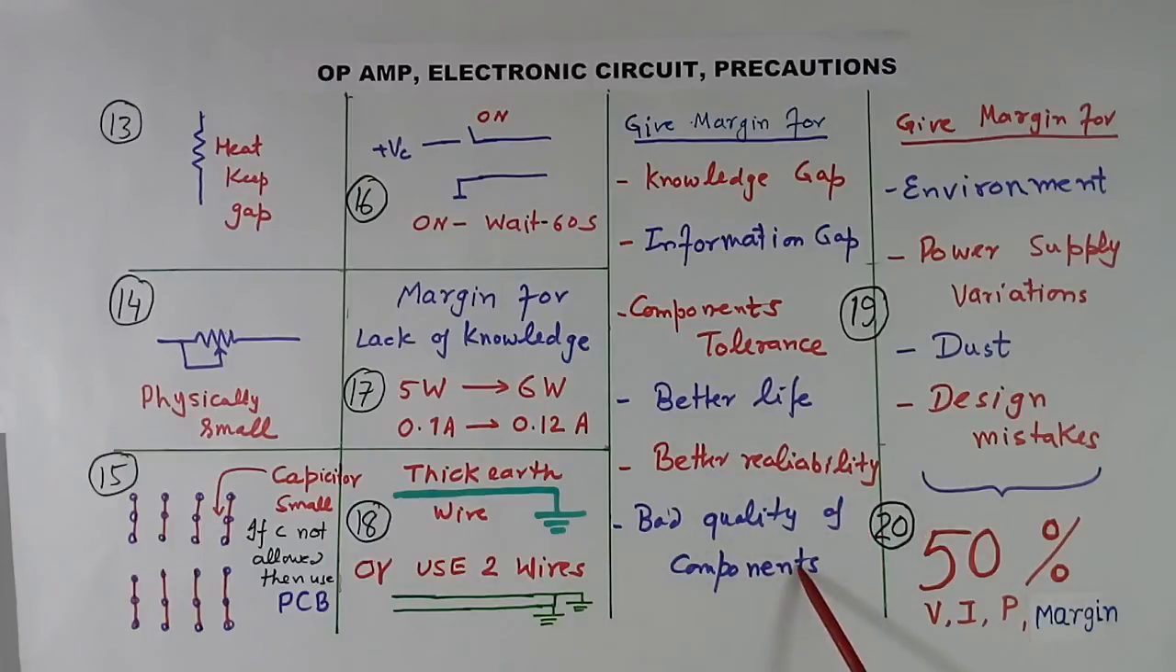Then bad quality of components. The component you are buying may be of bad quality. For example, the diode 1N4007 is written as 1 ampere. But when you buy from the market, you don't know who has supplied it. You are not testing it, and you are not sending your component to some quality lab. It may work only up to 0.8 ampere. So please give margin for bad quality of components also. Generally, hobby project components which you buy from the market are not of that good quality.